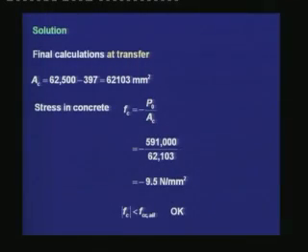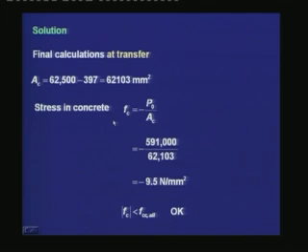The final calculations at transfer are as follows. AC is equal to 62,500 minus 397, which is the area of the prestressing steel, which is equal to 62,103 millimeter square. This is the accurate value of AC.